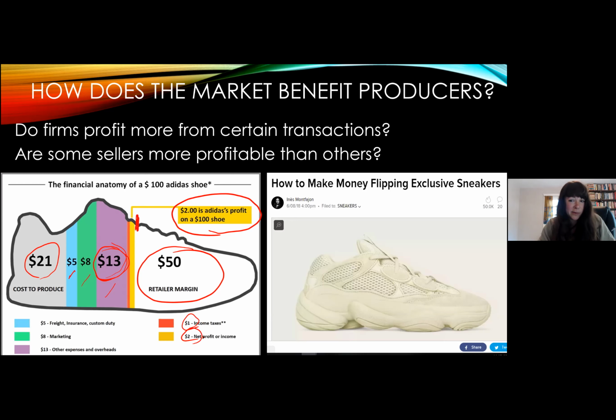And that's kind of the way we're going to think about producer surplus right now. So some ways that they could make the transaction more profitable for them are if they reduce the cost to produce the sneaker, right? If they were able to reduce their overhead, if they reduce the margin that retailers were making, all of that would make the yellow get bigger and make their profit per shoe grow. So we're going to think about Adidas at the end, but for now, we're going to think about the person who bought the Ararat and is now trying to flip it.